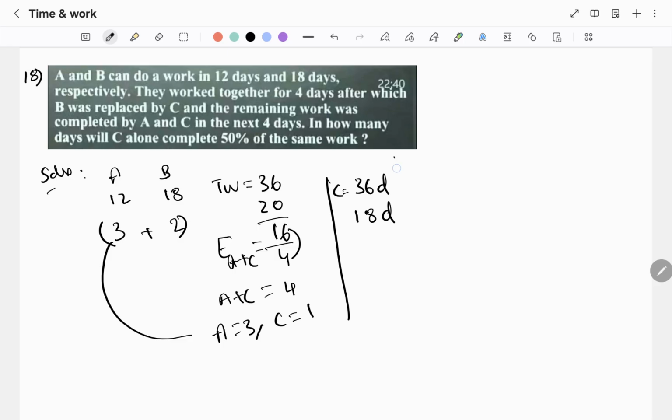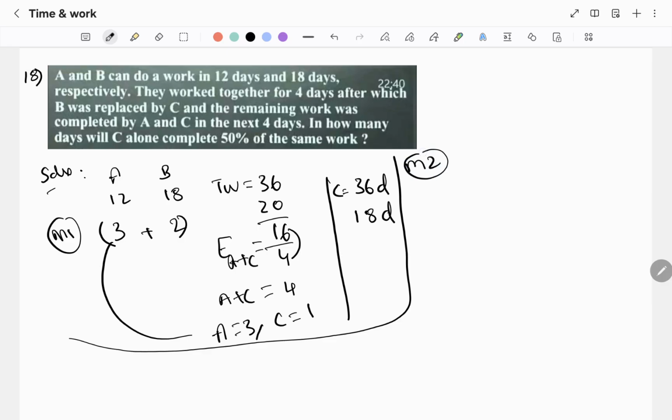This can be done in another way also. Let it be marked as method 1 and this be method 2. See, if you see A and B can do a work in 12 and 18 days, that is okay. So let me take A and B 12 and 18. So total work is equal to 36.